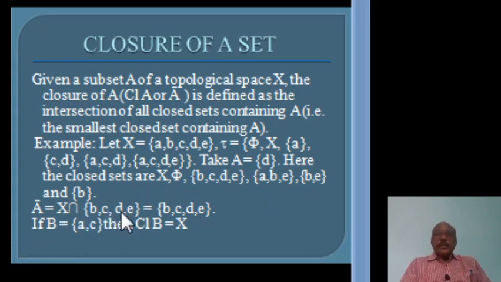So we find the intersection of the two closed sets. The answer is B, C, D, E. So B, C, D, E is the closure of the set A. Now what about the closure of the set B, where the elements of B are A and C?